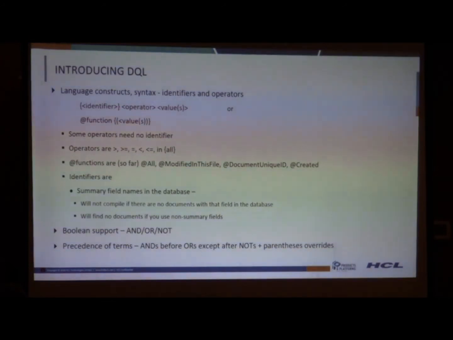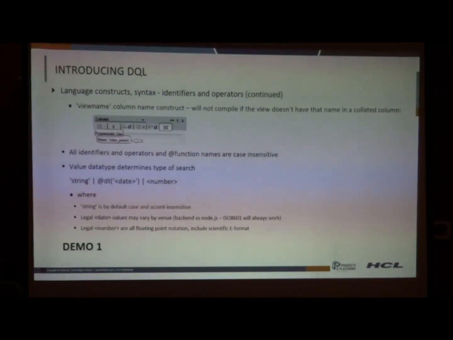Boolean support: ands, ors, and nots. Very common ways of tying together multiple terms. And there is precedence of terms. That is, we will apply Booleans in a certain order. And the rule goes like this: ands before ors except after nots. So that's basically how it is. That's set theory. That's not something we invented. That has been around forever. And you can override it with parentheses, which is kind of classic. See? People have done that forever. Okay. So let's talk about it.